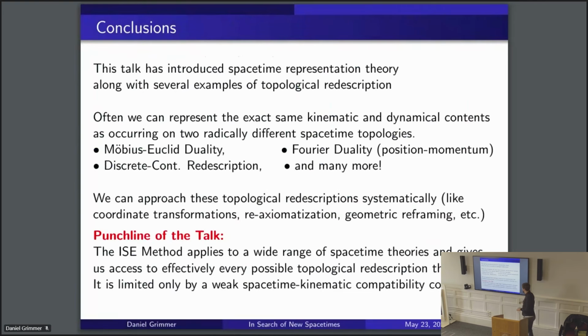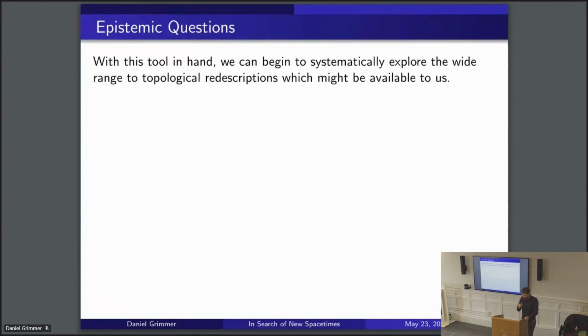And what I'm claiming is that we can approach these topological redescriptions systematically, like we did with coordinate transformations and reaxiomatizations and geometric framings. We have all of this under pretty well mathematical control, at least how to move between the theories. What the landscape looks like, there's a lot of good work to do there. And the punchline is that this ISE method applies to a very wide range of space-time theories and gives us access to effectively every possible topological redescription thereof, limited only by a weak kind of space-time kinematic compatibility constraint, which I'm working on making even weaker in future work.